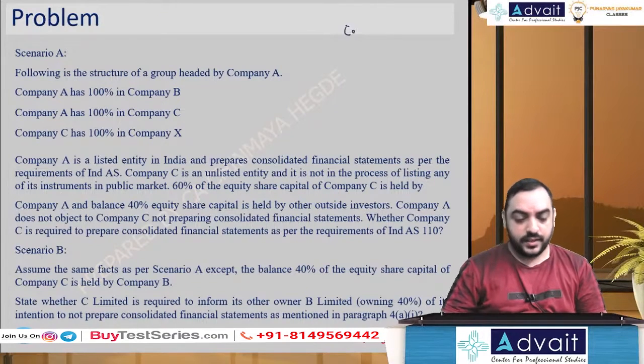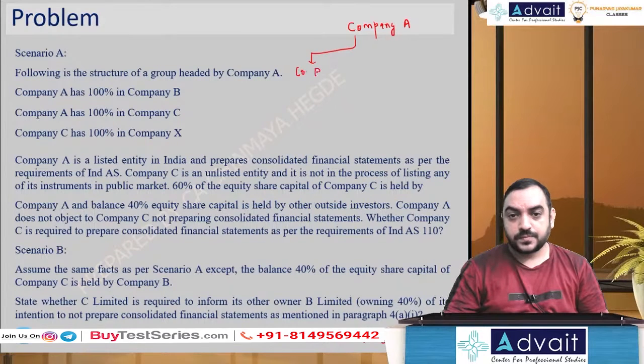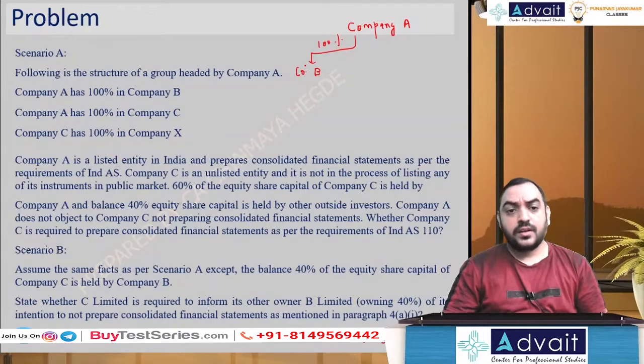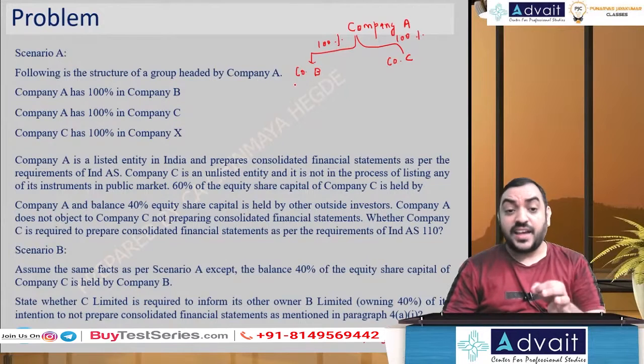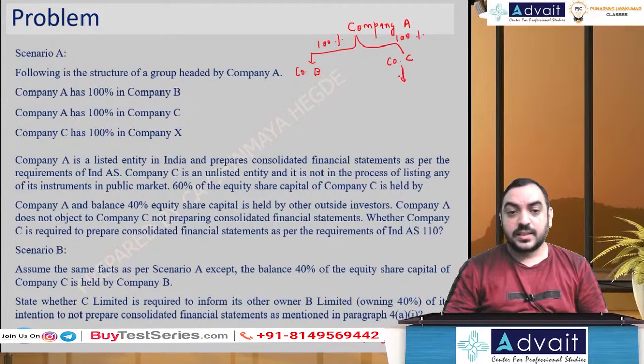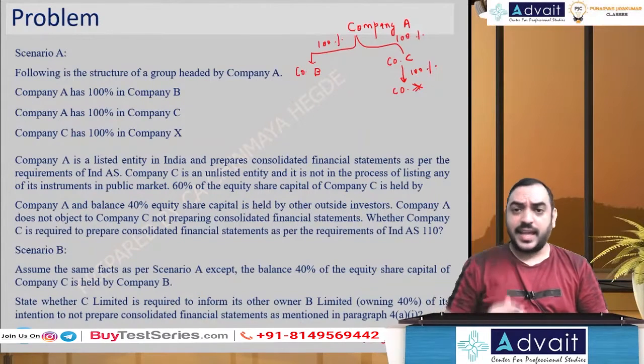Company A is the heading. Company A has 100% in company B. So under company A, company B will come, and it's having 100%. And company A also has 100% in company C. And company C has 100% in company X. So below company C, you are having company X and 100%. This is the structure. Under A, B and C comes. Under C, X comes.